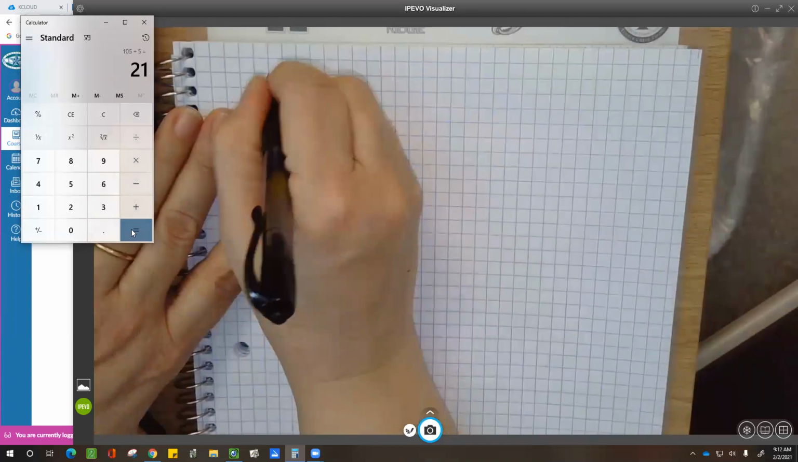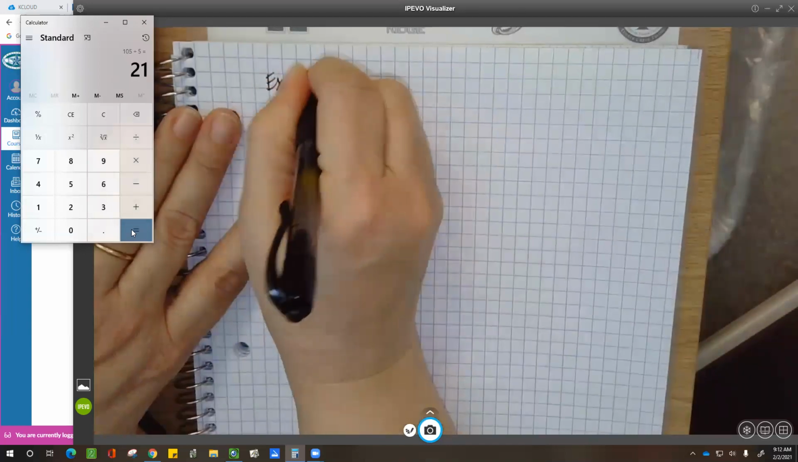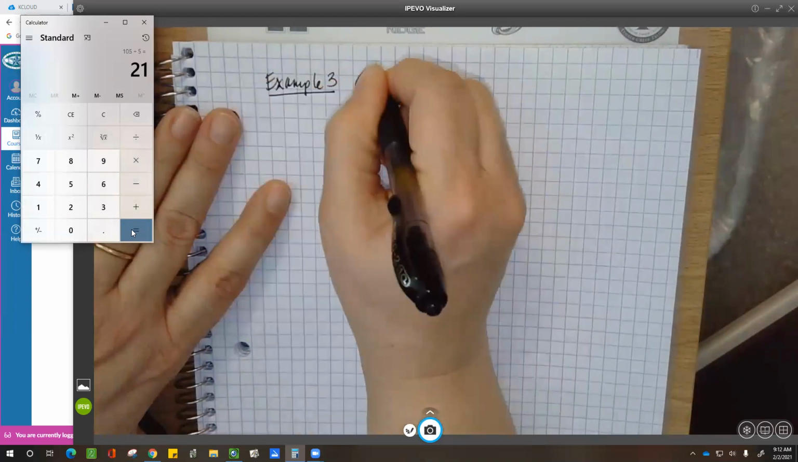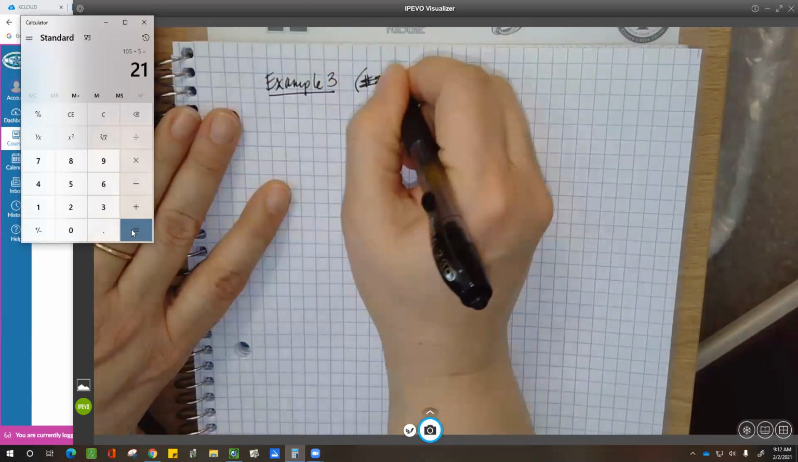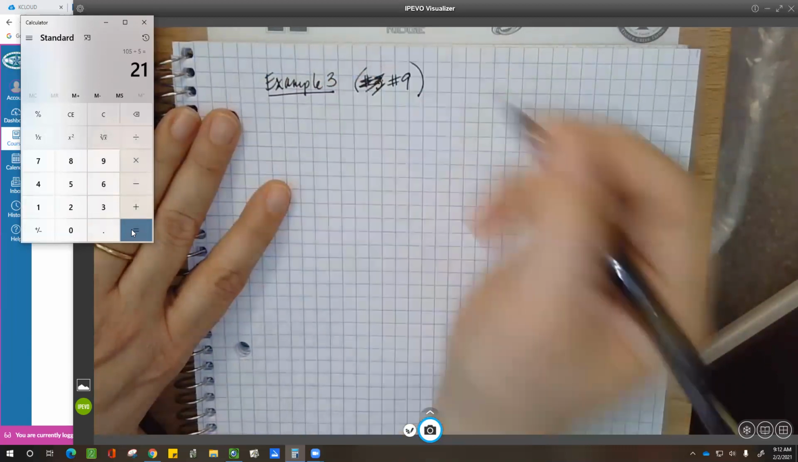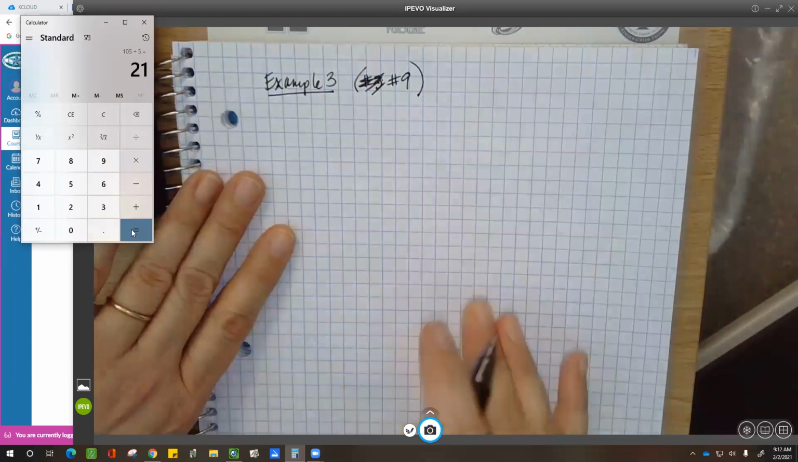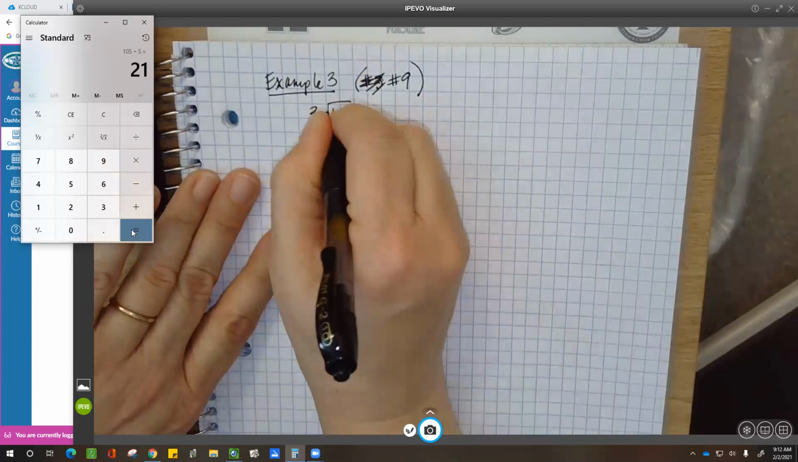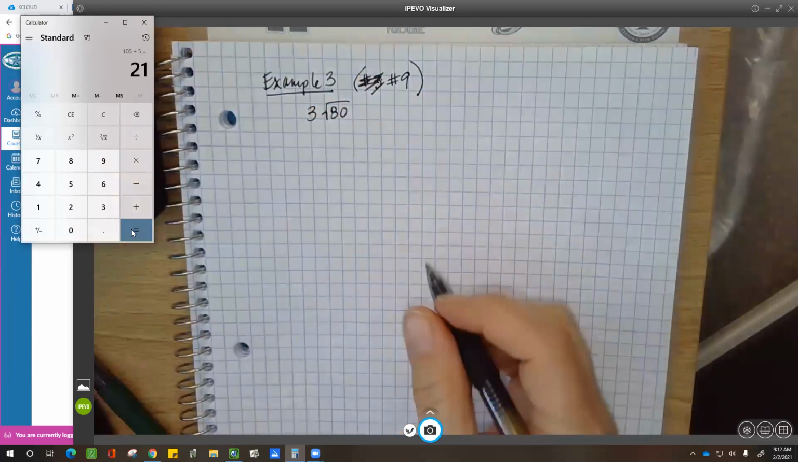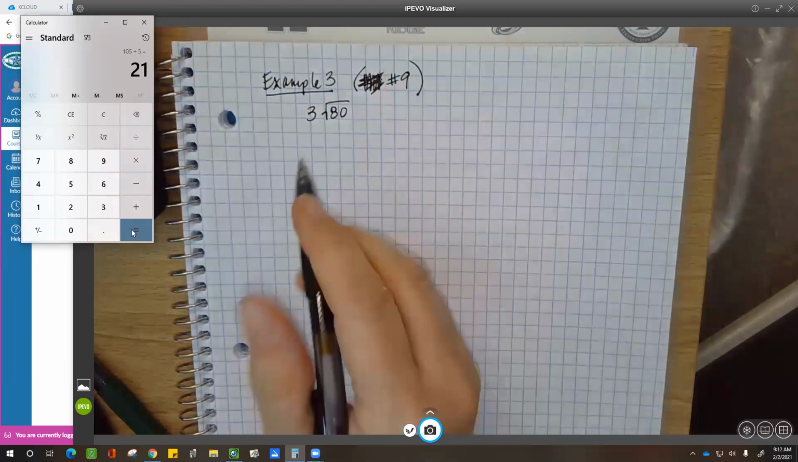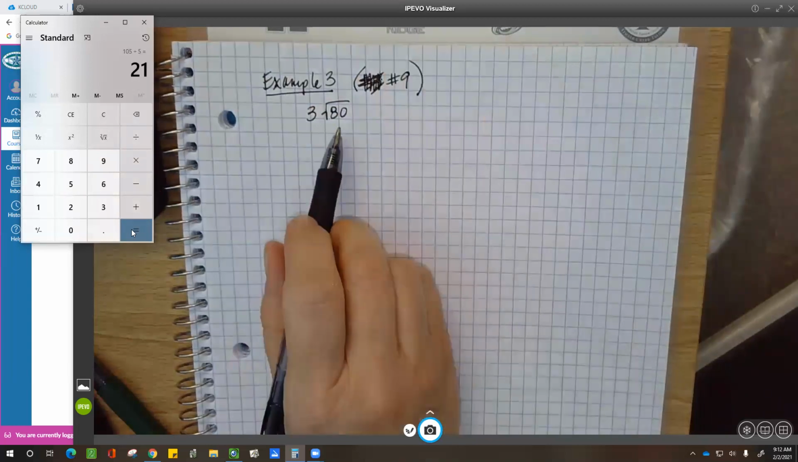Example 3, which is number 9. 3 square root 80. This one can be simplified. Okay. I need to factor the 80. Go ahead and start working on that.